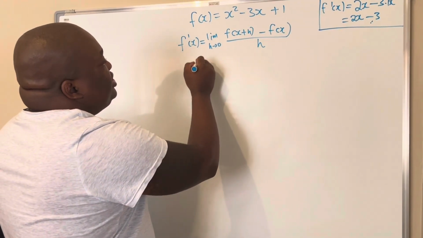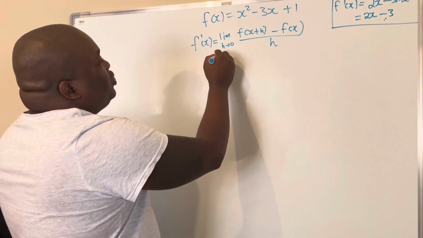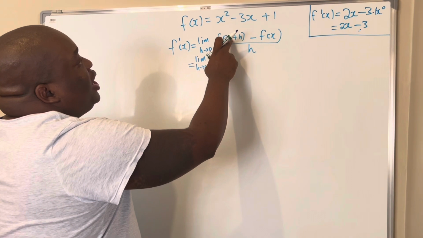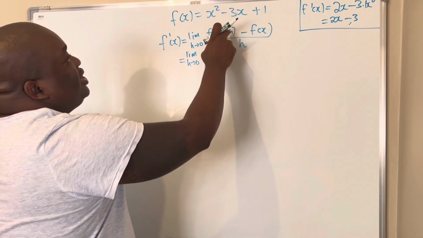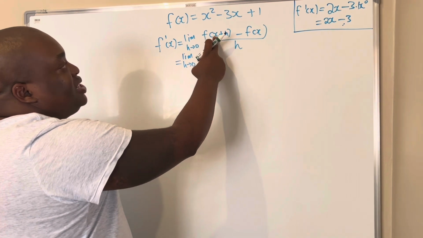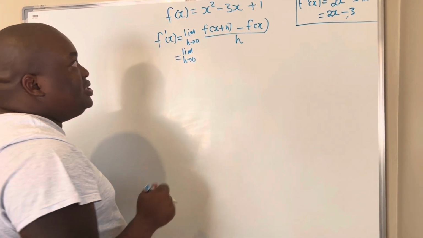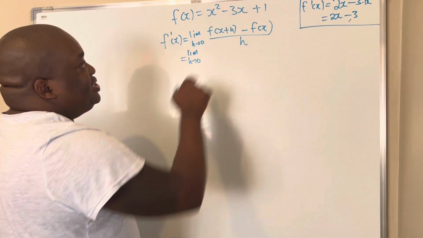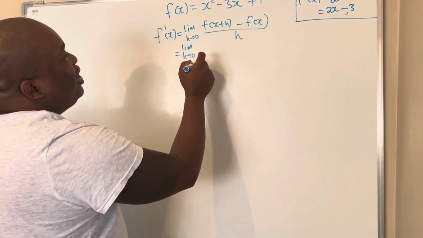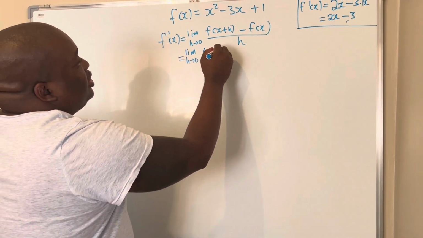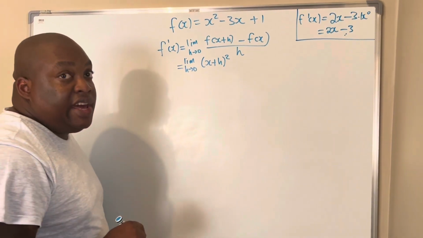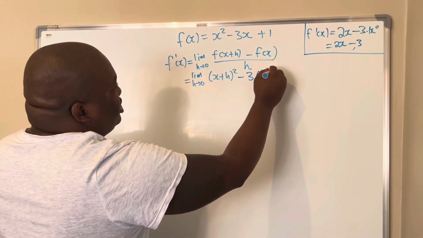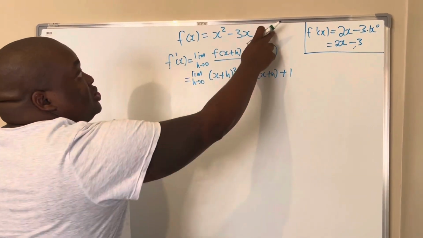Now, let's start. We start with the limit as h approaches 0. Everywhere you see x, you substitute with x plus h. This is what f of x plus h means. So in this function, everywhere we see an x, we put x plus h. So we'll have x plus h squared, minus 3, in the place of x we put x plus h, plus 1, this 1.